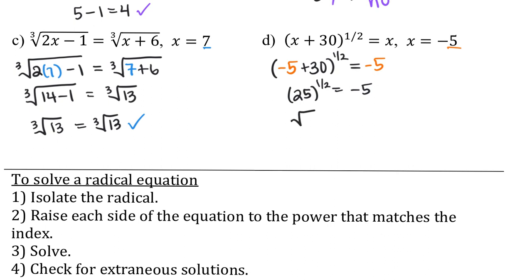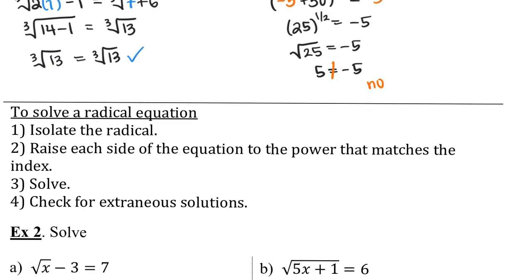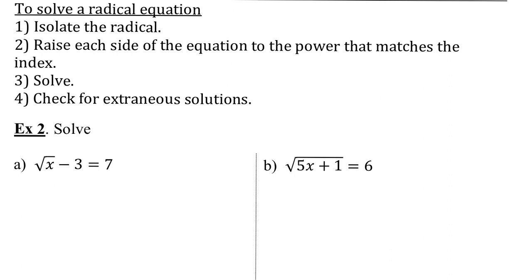That's the square root of 25. What's the square root of 25? It's 5. Does that equal negative 5? Nope. So x equals negative 5 is actually not a solution to this equation. If I had found it as a solution, it still doesn't work. Now let's actually solve some radical equations.